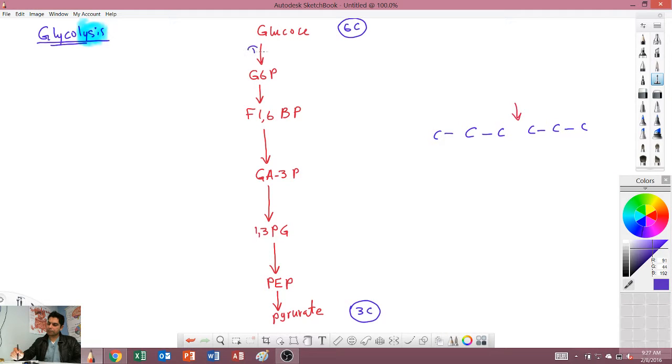Enzyme number 1, I'll draw here. 1 is hexokinase. Hexokinase consumes 1 ATP. It will donate its phosphate, and you will get glucose 6-phosphate. And then there's a second enzyme, number 2, which is known as phosphofructokinase, PFK1.